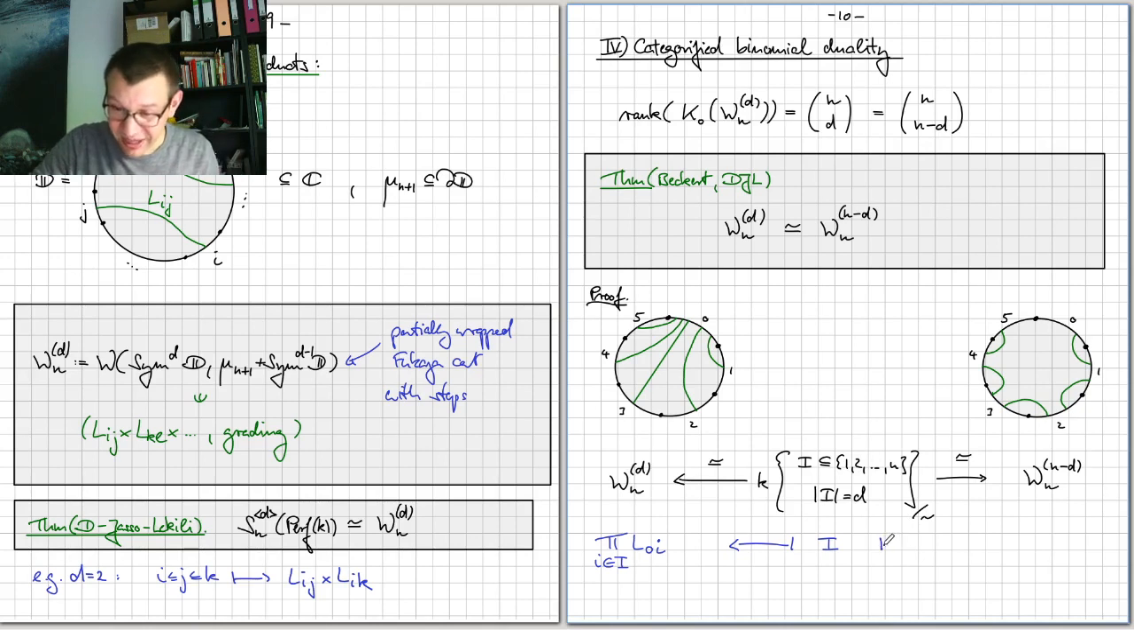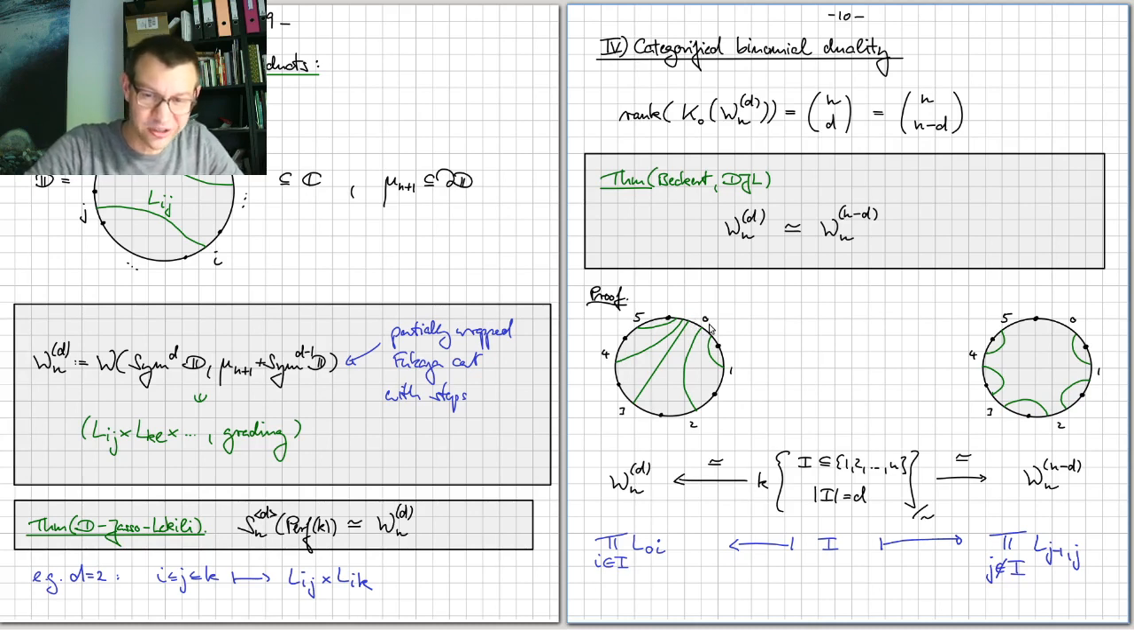But then at the same time, I can think of this subset I in terms of its complement, and I can form another product Lagrangian here. But here I now take a different one. So here I take J not in I, and then I take the Lagrangians L_{j-1,j}. Okay, so it's different types of Lagrangians.